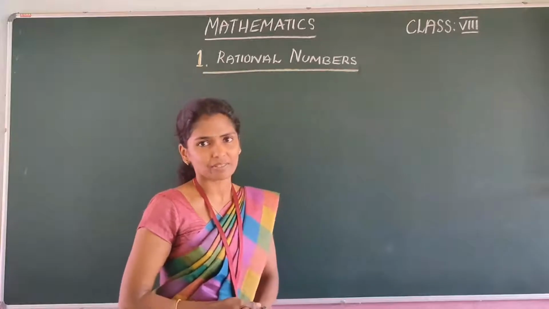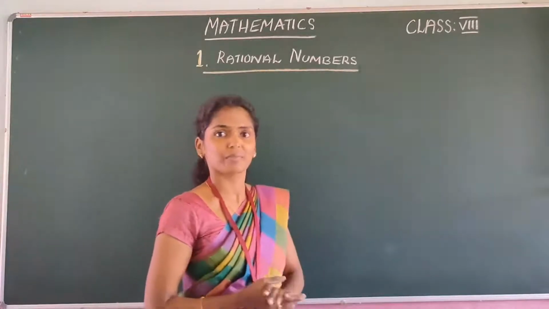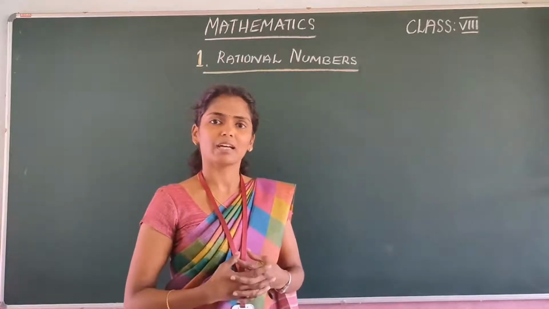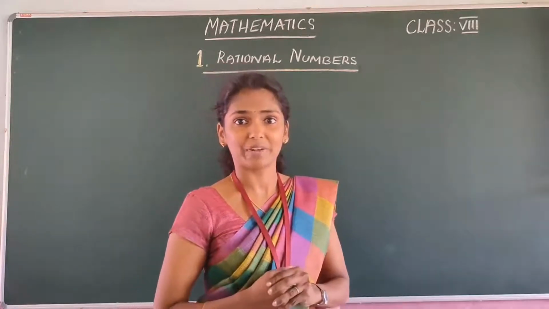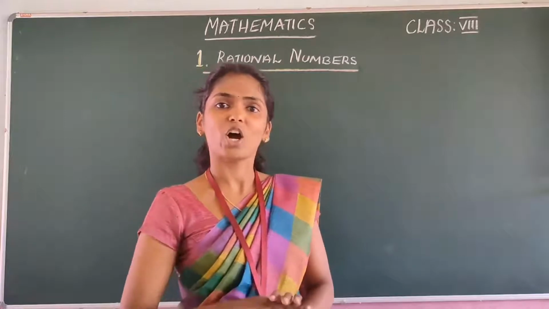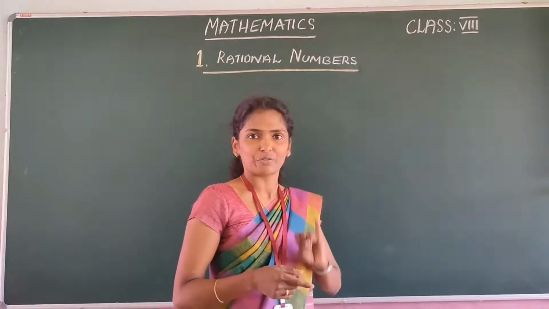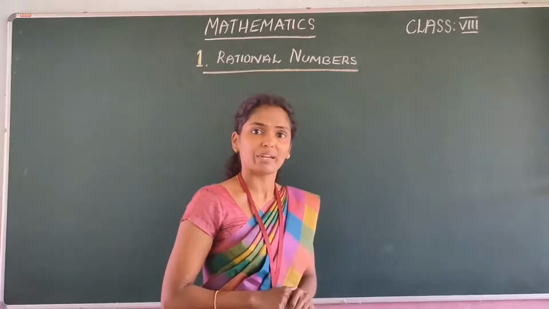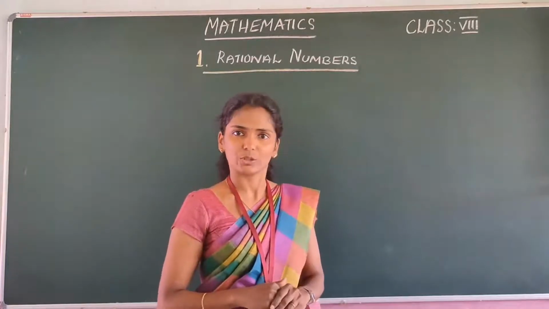Our first chapter, 1, rational numbers. We know some different numbers. Do you remember that in KG classes we have studied some rhymes? 1, 2, 3, 4, 5. Once I caught a fish alive. Do you remember that? Yes. First we study 1, 2, 3, 4 like that. We call those numbers counting numbers. But in later classes, we study them as natural numbers.